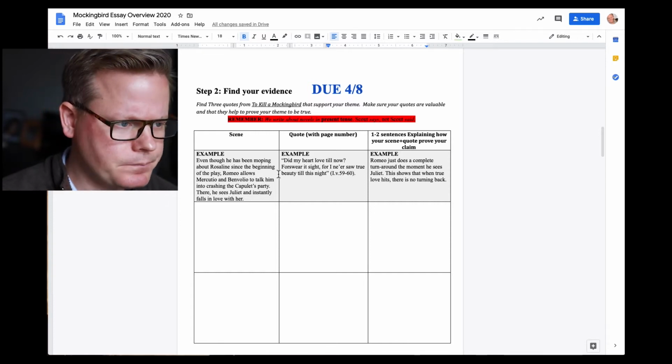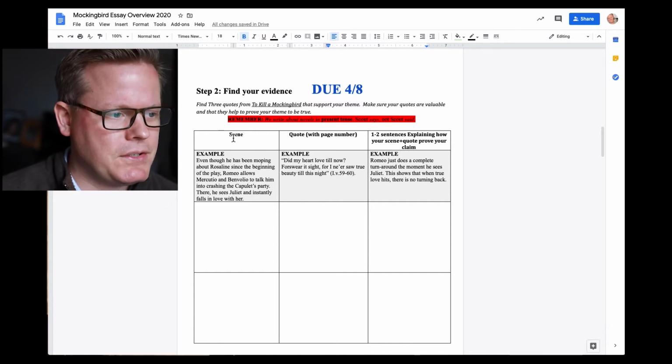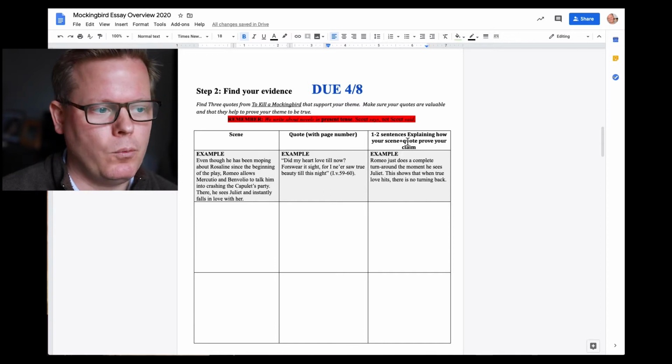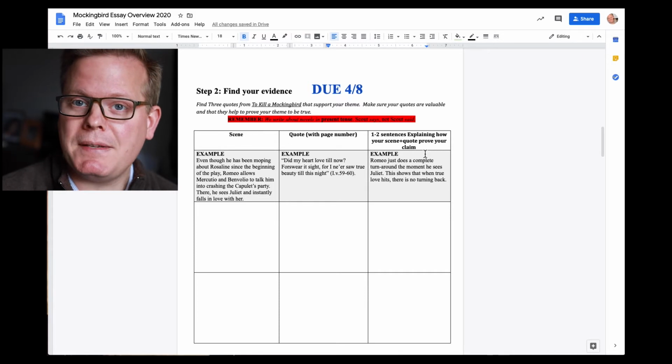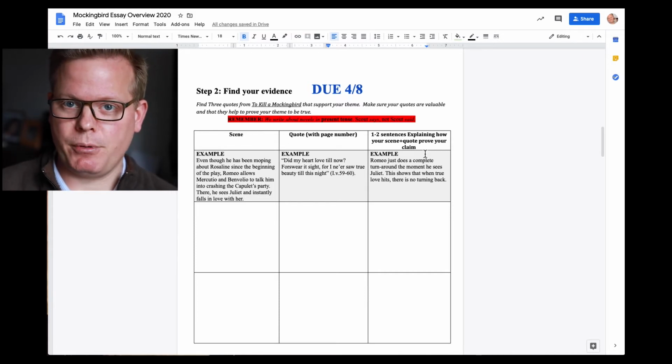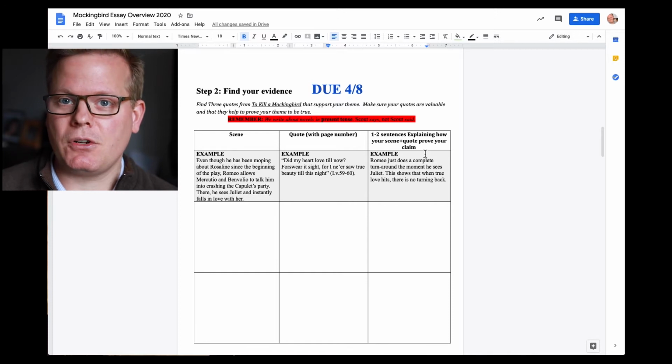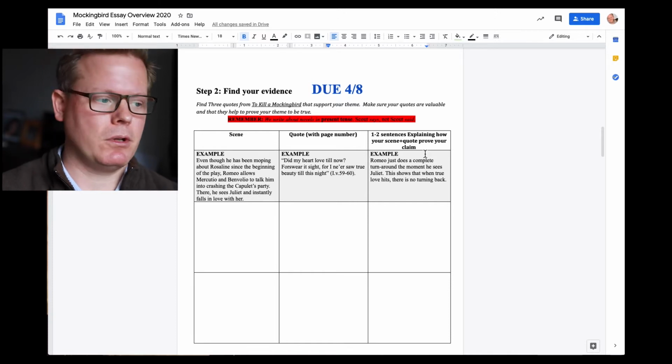So let's take a look. You've got a scene, a quote, and then 1 to 2 sentences explaining how your scene and quote prove your claim. So these are the main chunks of a body paragraph. What it's missing is a topic sentence that says what it's supposed to prove, but we can add that in when we get to the outline next. So we're focusing on just finding the meat that we're going to use.